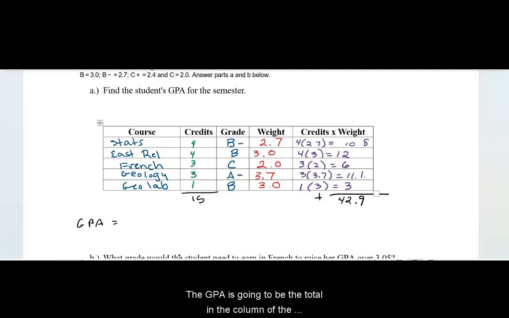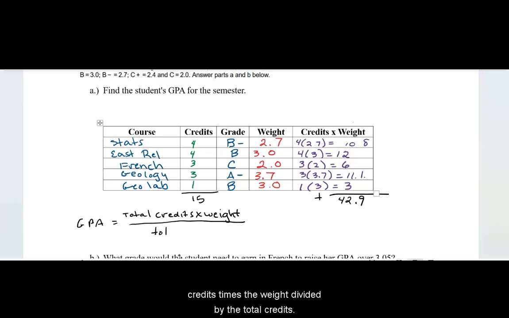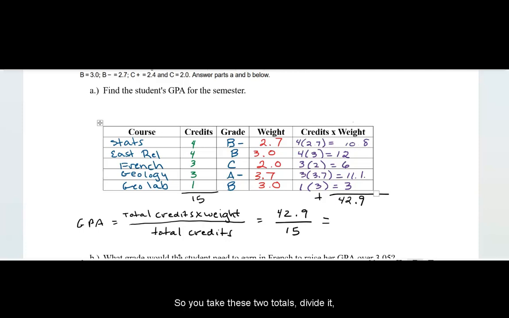is going to be the total in the column of the credits times the weight divided by the total credits. What we do here then is we take the 42.9 divided by the 15, because that's the total credits that we have. So you take these two totals, divide it, and then let's round to the nearest hundredth, so 2 places. On my calculator, I am seeing 2.86. So the student's GPA would be about a 2.86.